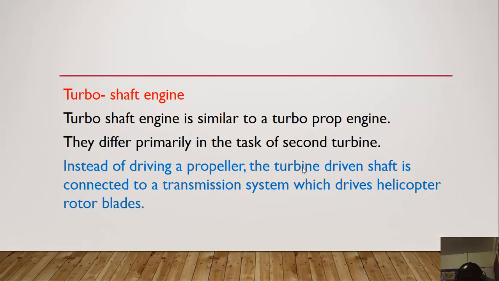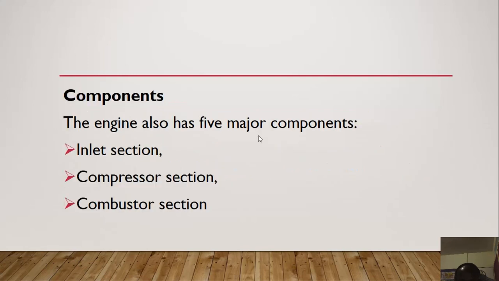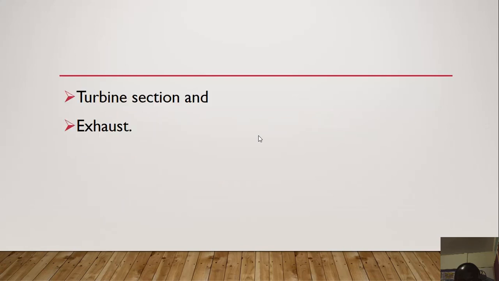And we see the turboshaft engine. Turboshaft is similar to turboprop. They differ primarily in the task of the second turbine. Instead of driving a propeller, the turbine-driven shaft is connected to a transmission system which drives helicopter rotor blades. The engine also has five major components: the inlet section, compressor section, combustor section, turbine section, and the exhaust.